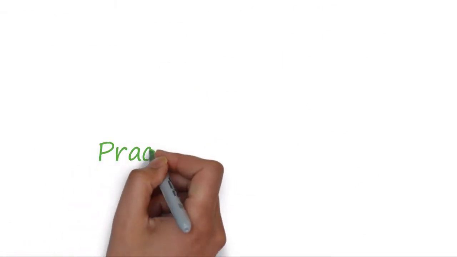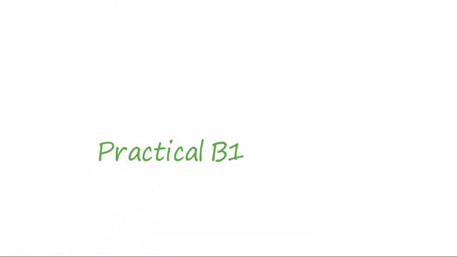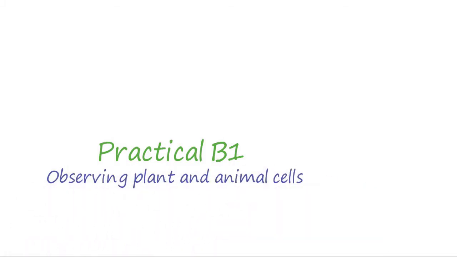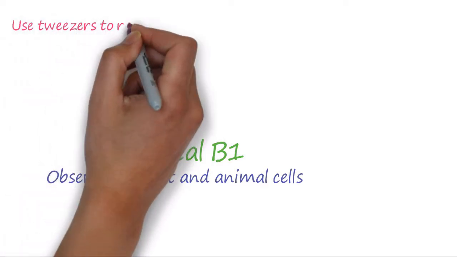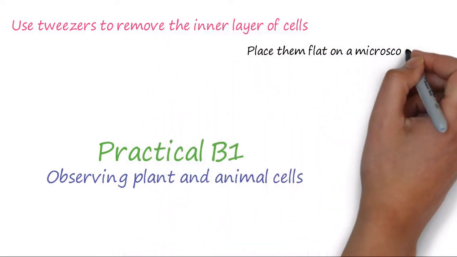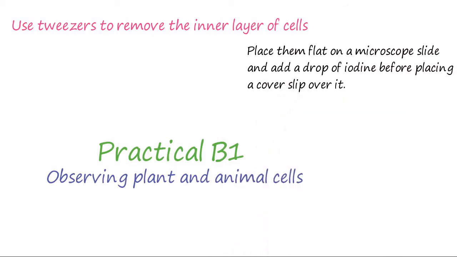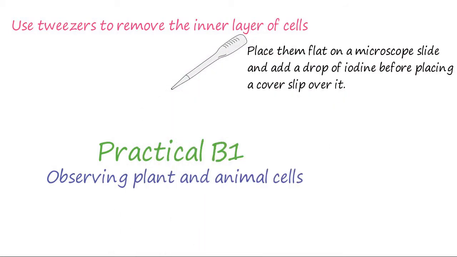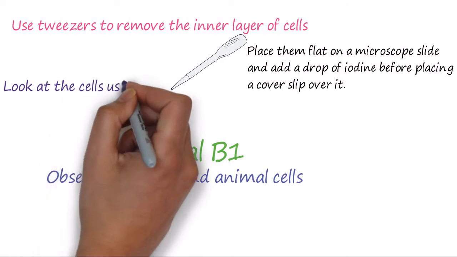One of the required practicals on your specification involves observing plant and animal cells under a microscope. You're most likely going to be looking at onion cells and/or pondweed cells, the scientific name Elodea. You will use tweezers to remove the inner layer of cells from a piece of onion. This layer will then be placed flat on a microscope slide with a drop of iodine and a cover slip placed over it. Be careful when you're placing the cover slip, as you don't want air bubbles to form.